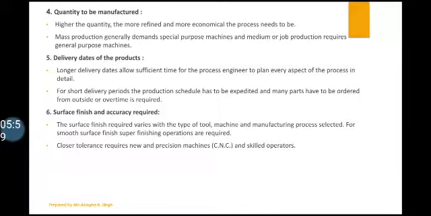6. Surface finish and accuracy required. The surface finish required varies with the type of tool, machine and manufacturing processes selected. For smooth surface finish, super finishing operations are required. Closer tolerance requires new and precision machines like CNC machines and skilled operators.